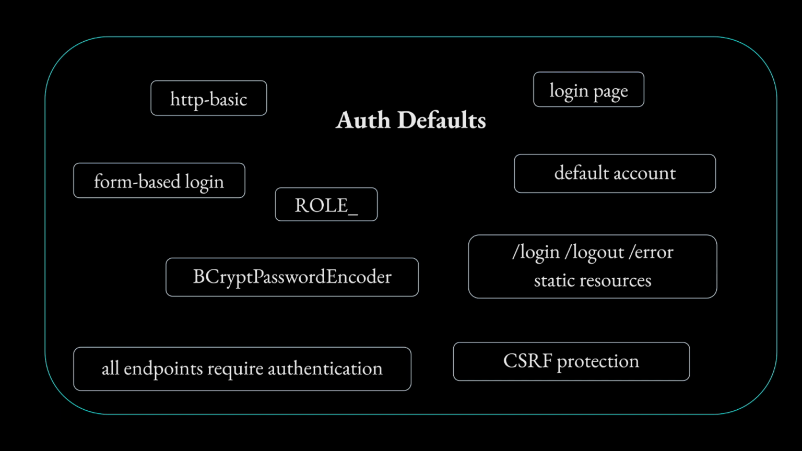Now let's talk about what Spring Security gives you by default. For the authentication and authorization parts, all requests require authentication, otherwise they'll give you 401 errors. All endpoints require authentication by default, except for login, logout, and error. A form-based login page is provided. A default user account is generated at startup and stored in memory. CSRF protection is enabled, and it uses BCrypt as the default password encoding algorithm.